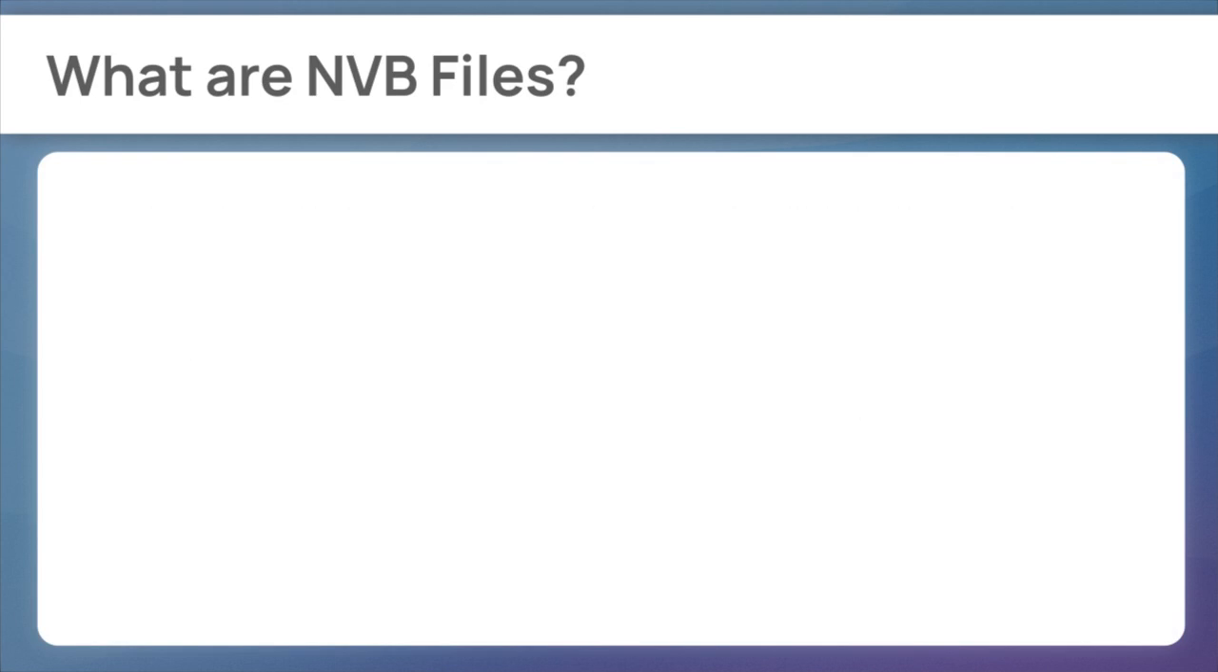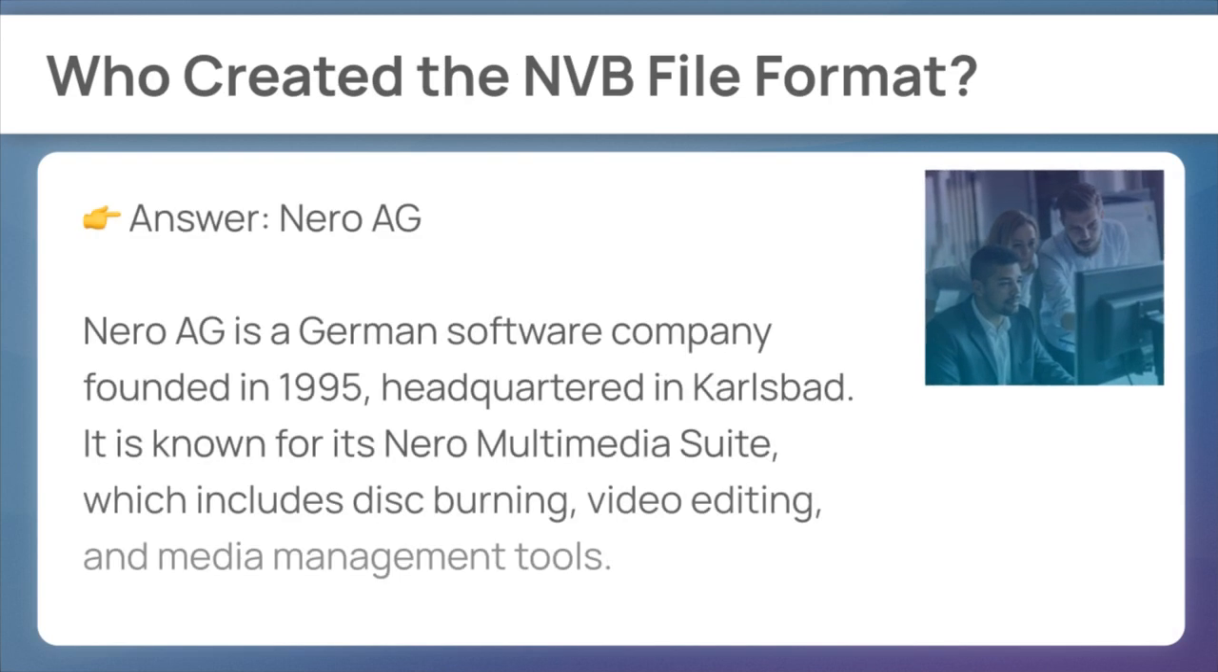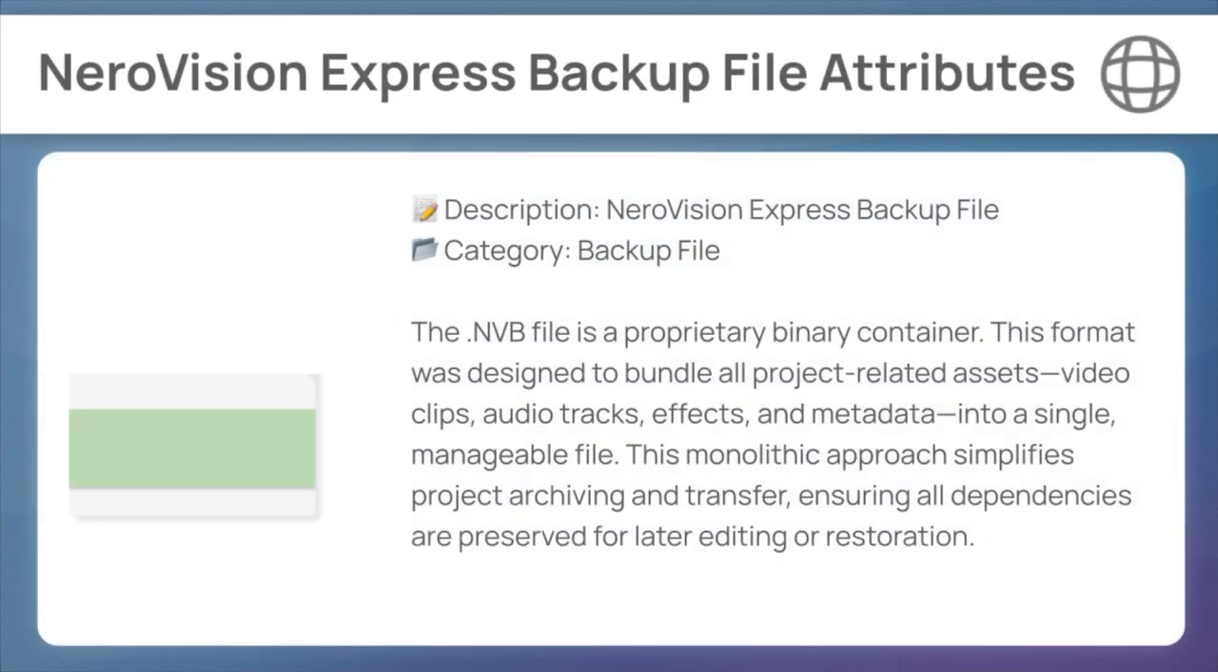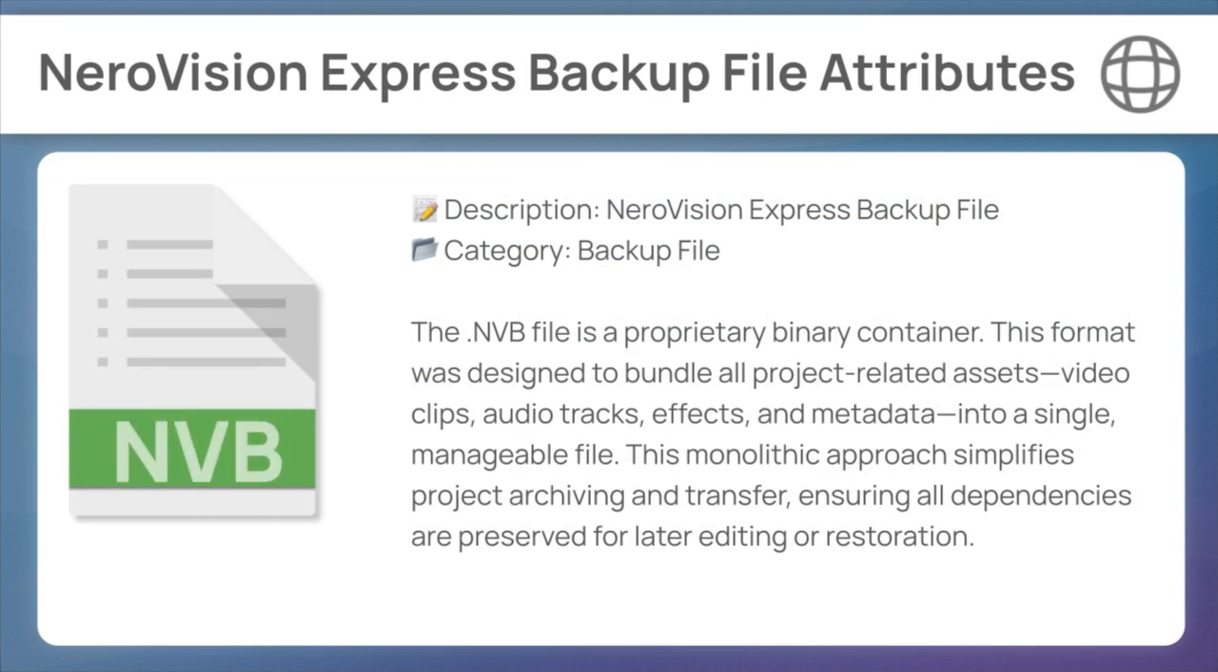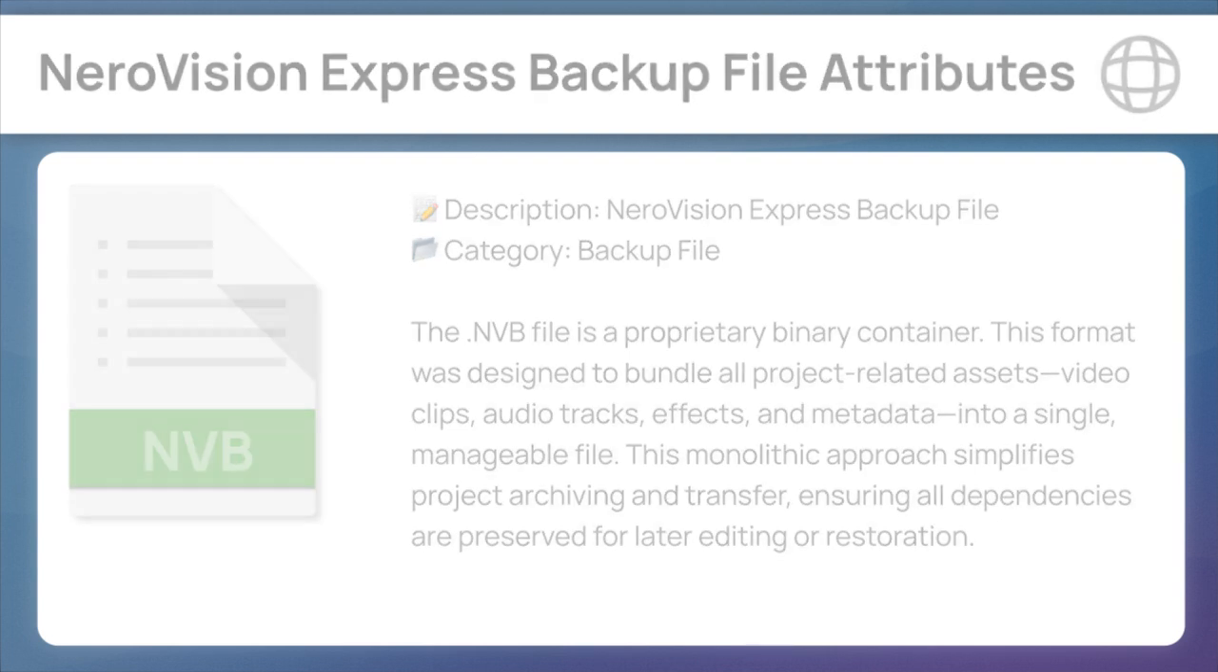The primary goal for someone searching this term is to restore a previously saved video project, including all its assets, timeline information, and settings within the Nero software. The NVB file is a proprietary binary container. This format was designed to bundle all project-related assets, video clips, audio tracks, effects, and metadata into a single, manageable file. This monolithic approach simplifies project archiving and transfer, ensuring all dependencies are preserved for later editing or restoration.